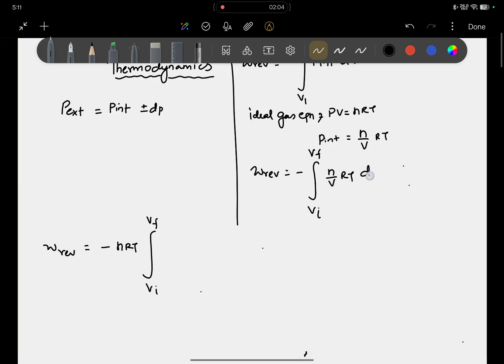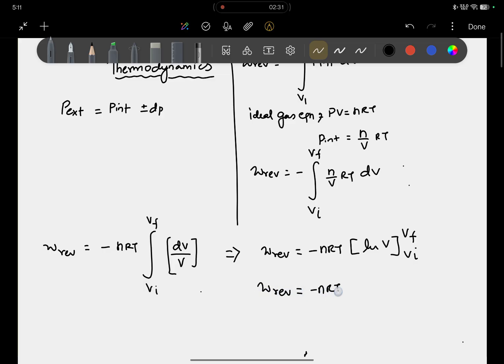and I think we missed out the dV. So dV by V. When you do the integration, what will happen? W reversible is equal to minus nRT ln V final to Vi. Whenever there is a limit, it is upper limit minus lower limit. So W reversible is equal to minus nRT [ln Vf minus ln Vi].